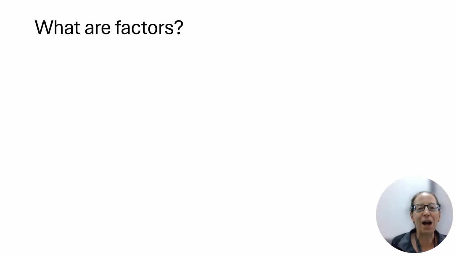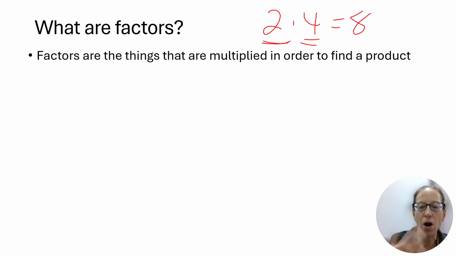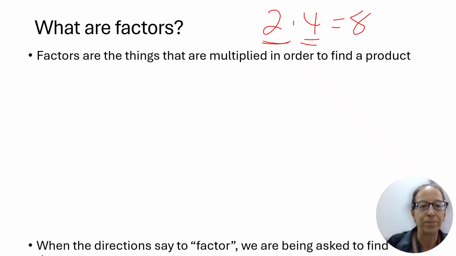So we want to establish beforehand what are factors, okay? This is really important to know since we're going to be talking about factoring for a while anyway. Factors are the things that are multiplied in order to find a product. So if you've got 2 times 4 equals 8, then 2 and 4 are the factors and 8 is the product. So when you're talking about factors, you're talking about these things that are being multiplied.